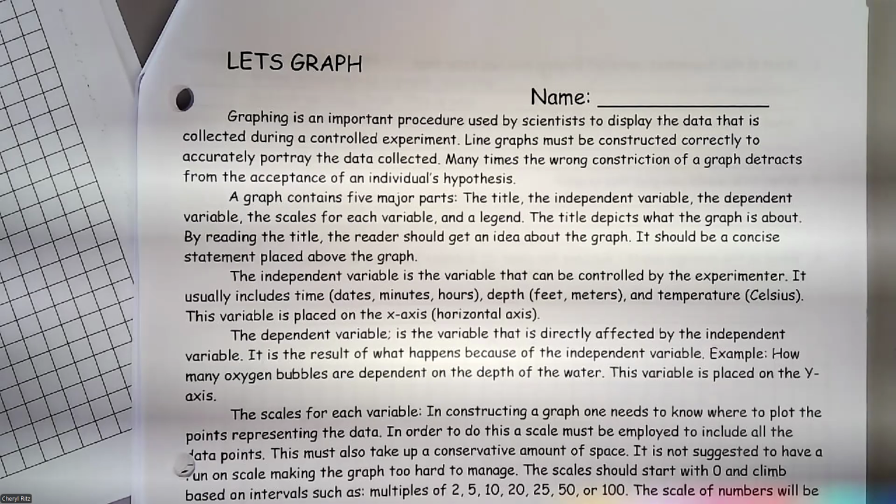On this page, it says, let's graph. In here, it will talk about the rules for graphing. It says graphing is an important procedure used by scientists to display data that is collected during a controlled experiment. Line graphs must be constructed correctly to accurately portray the data collected. Many times, the wrong construction of a graph detracts from the acceptance of an individual's hypothesis. A graph contains 5 parts.